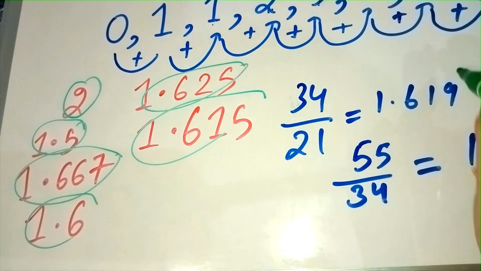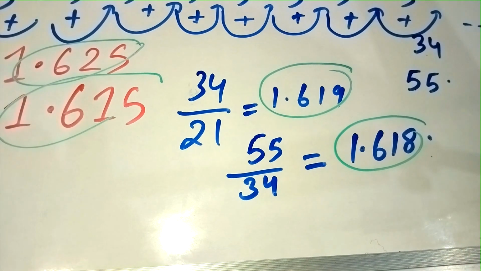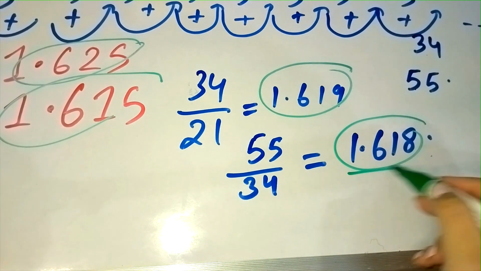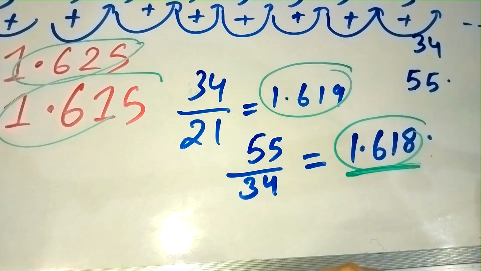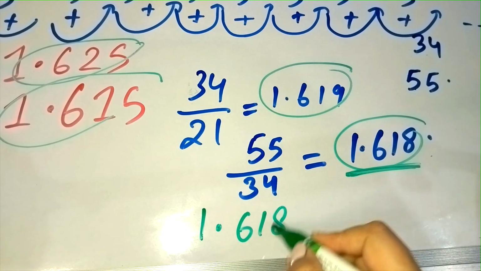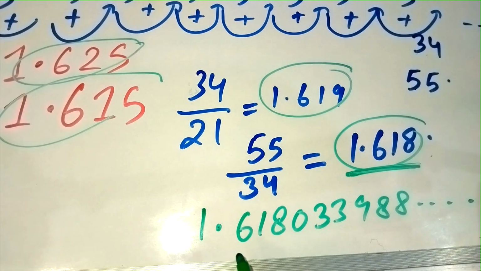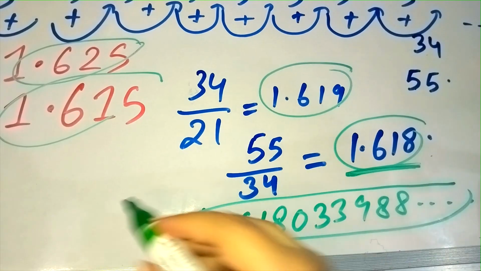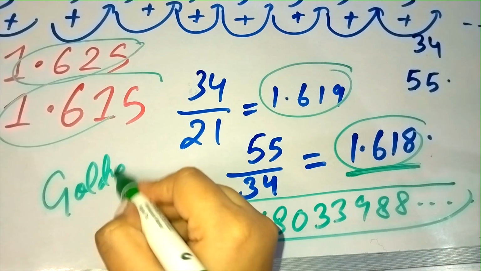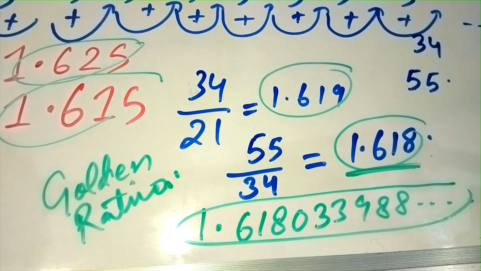Closer and closer to what? Closer and closer to a number called 1.618. So this number, 1.618033988 and so on, is called the golden ratio. This is called the golden ratio or the divine ratio. And today I want to understand why.